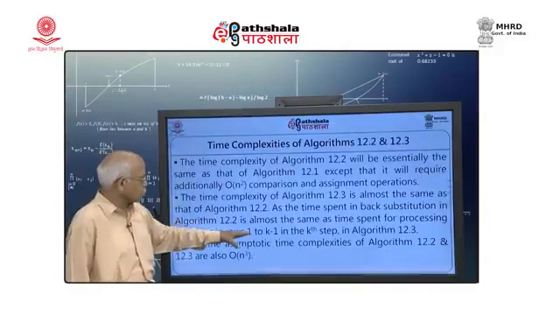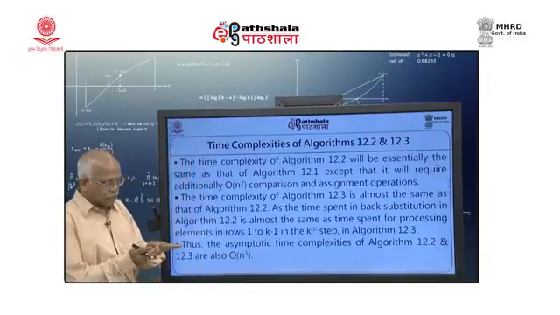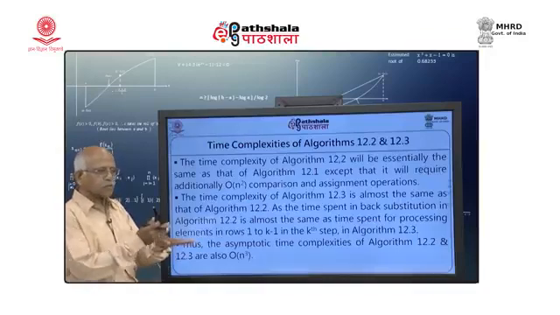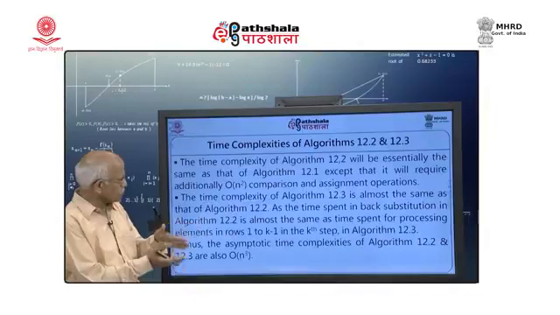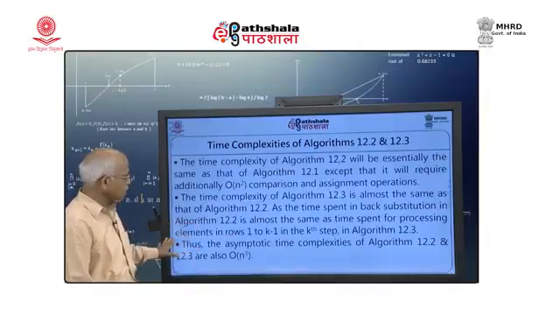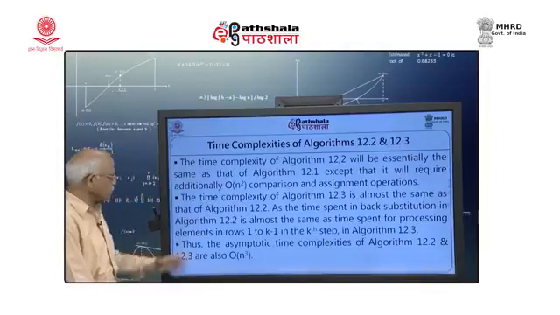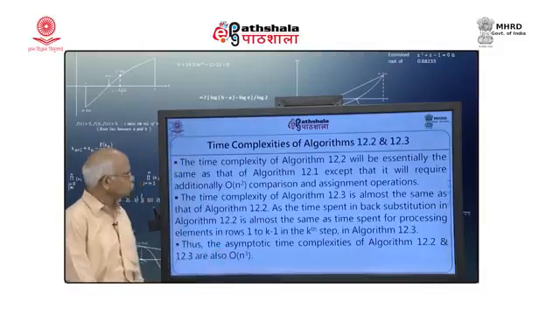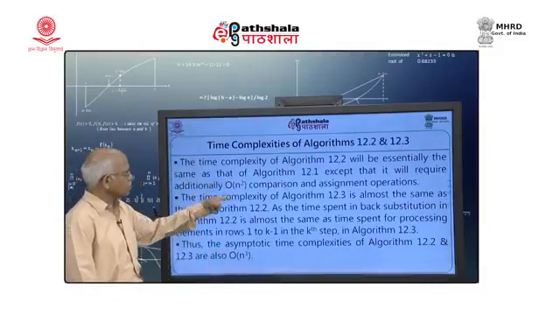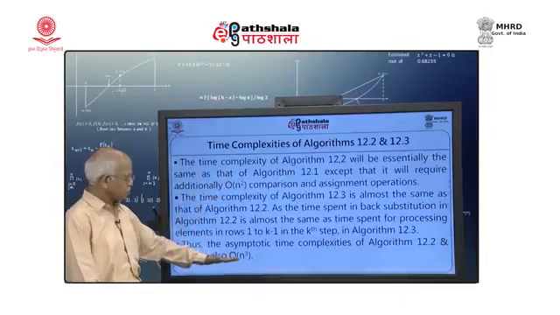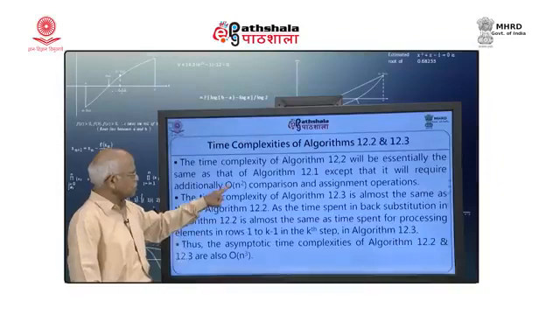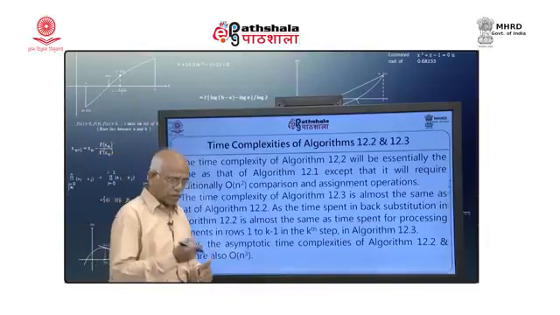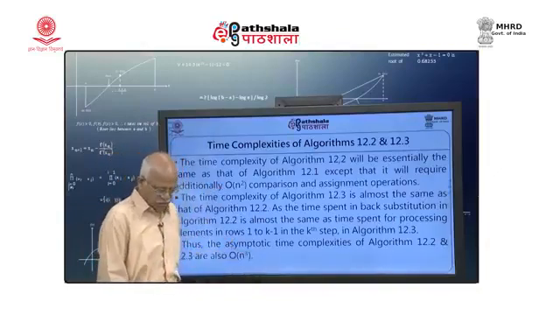processing elements in rows 1 to k minus 1. Here I am doing additional processing of rows 1 to k minus 1 in algorithm 12.3, whereas in 12.2 we are doing back substitution. Both of them will almost take the same time, and therefore the asymptotic time complexities of algorithms 12.2 and 12.3 are not going to change from 12.1, and will remain order n cube only, because additional efforts are order n square. Therefore, asymptotic time complexity may not be changing. Maybe some more time will be required because of these additional operations, but when n is very large, that difference is not going to be significant.